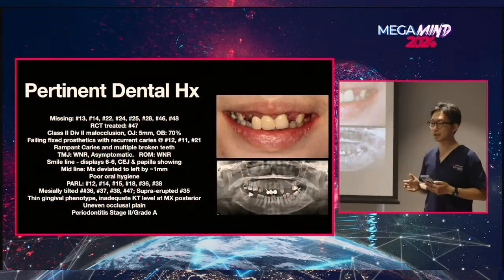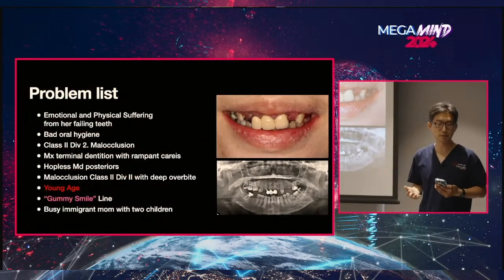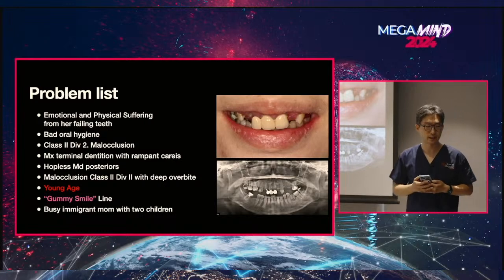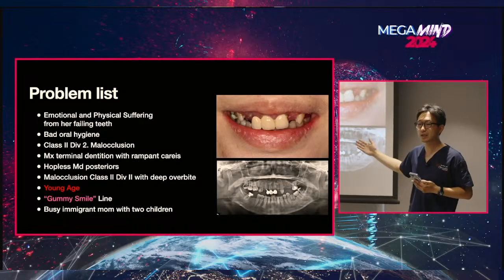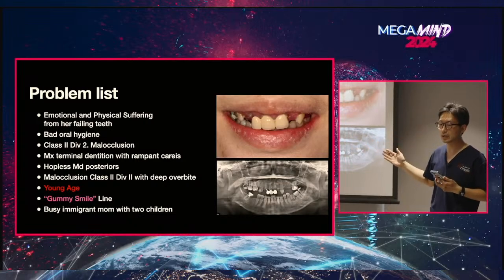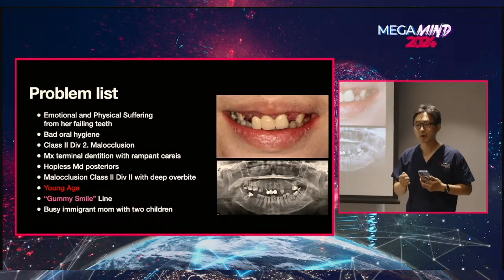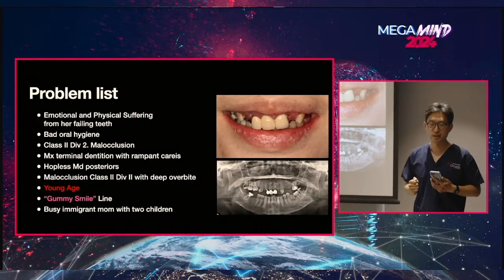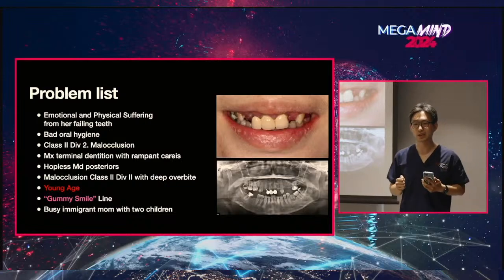After thorough examination, this is what we observed in Randy's mouth. We created problem list to come up with a treatment plan. There are so many things to go over, and as you can see, this is not a simple case. It's a very complex case, and her young age and her gummy smile makes matters even worse. However, Randy is a strong woman. She's raising 2 children, and she's determined to make positive changes in her life, and we wanted to help her in the best possible way.